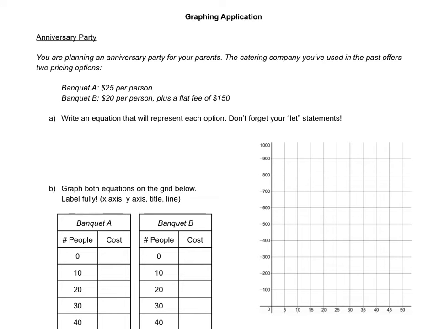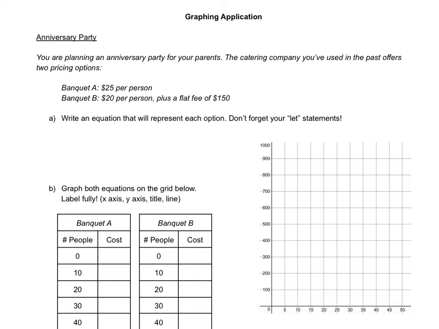In this video, we will be looking at the application side of graphing linear systems. So we'll start with an anniversary party scenario. You're planning an anniversary party for your parents. The catering company you've used in the past offers two pricing options. Option A is just $25 per person. Option B is $20 per person plus a flat rate of $150 that you pay no matter what.